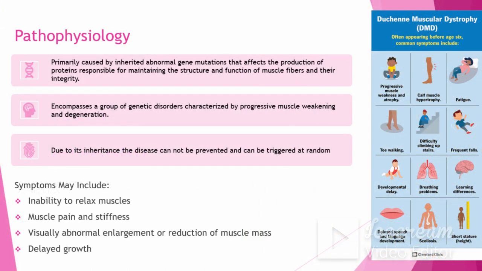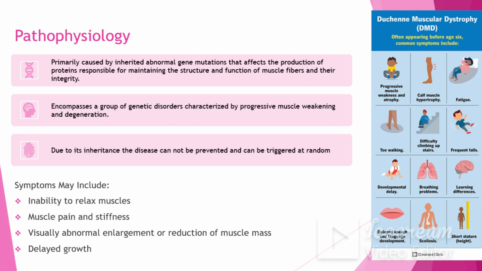So a little bit about the pathophysiology here. It's primarily inherited, so it's an abnormal gene mutation that affects the production of important proteins responsible for maintaining the structure and function of muscle fibers and their integrity in various muscle groups around the body.